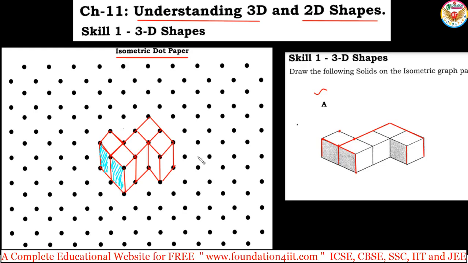Some shapes I am giving, so by seeing you can draw that. Afterwards, without seeing also you can practice. So take the isometric dot paper and practice all the 3D shapes; around 15 to 20 different shapes I'm giving in the worksheet. You can practice all of those on this isometric dot paper, and that will improve the proper skill of drawing 3D shapes.